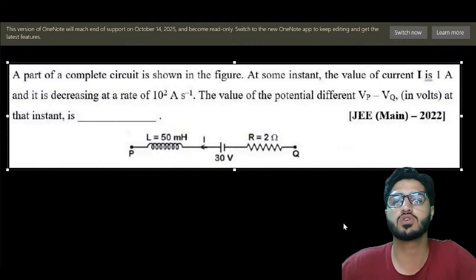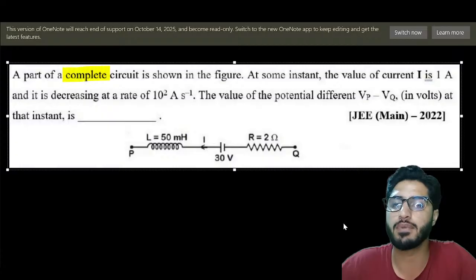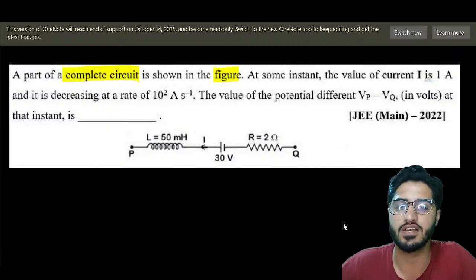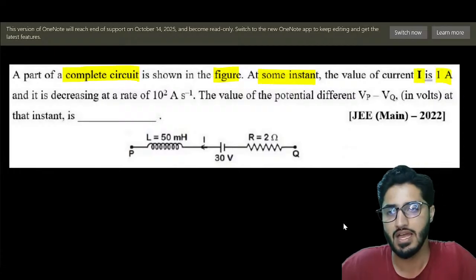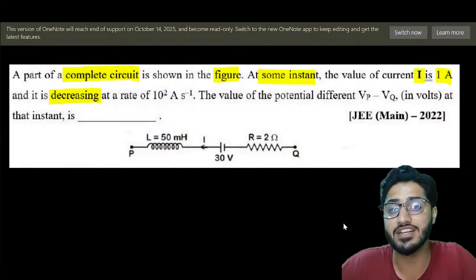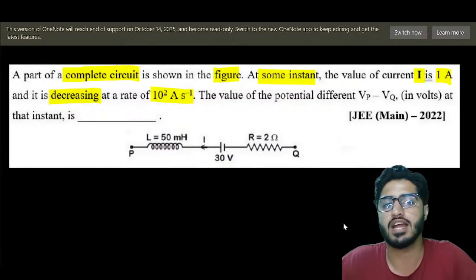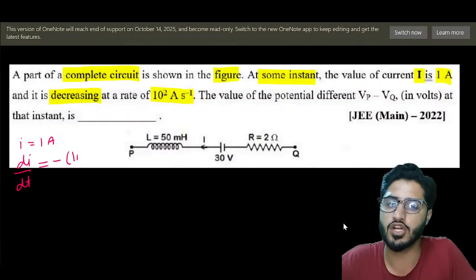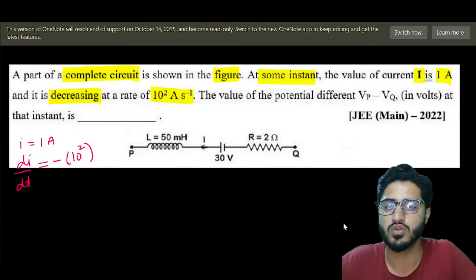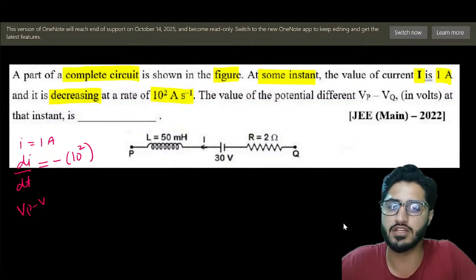So what is given to us? A part of a complete circuit is shown in the figure. At some instant, the value of current I is 1 ampere, and it is decreasing. So I is 1 ampere, and di by dt is decreasing, meaning minus, and it is 10 to the power 2. So we have to find Vp minus Vq.